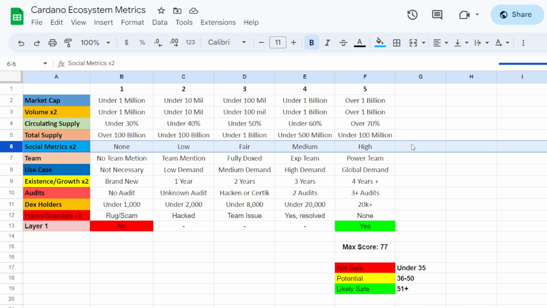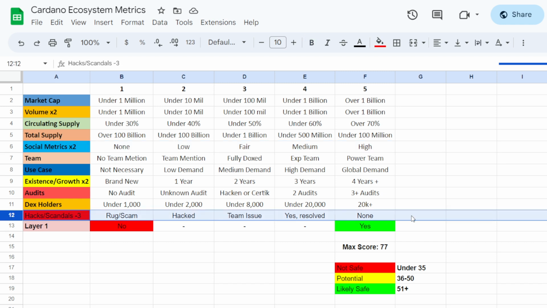Now, the opposite of this is, what if those social metrics are negative? What if it's a bunch of people on the interwebs complaining about something or talking about something? Well, then that would likely fall down into the scandal category, which would take those points away. Okay, so you're seeing how my system's working.